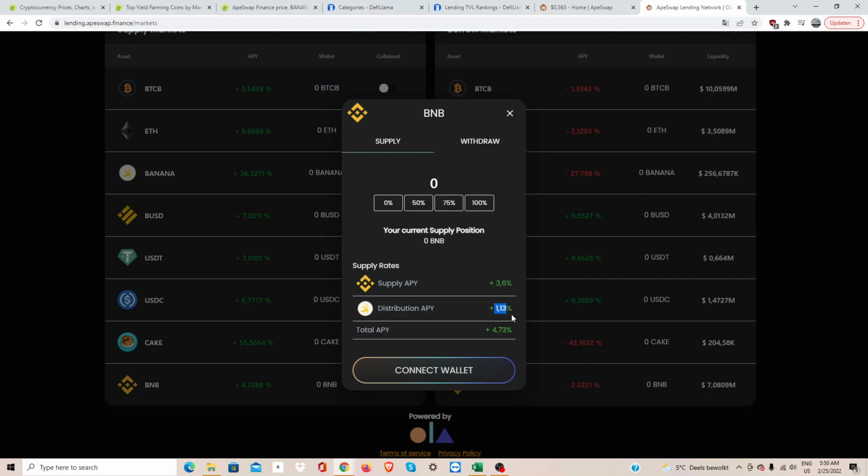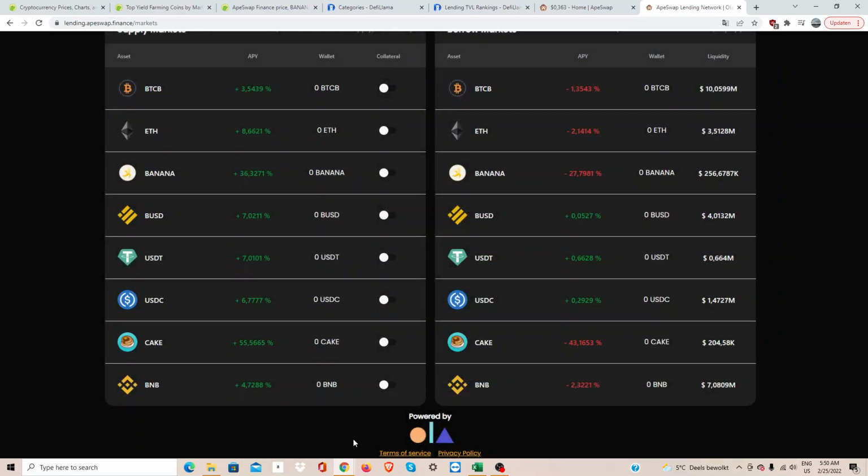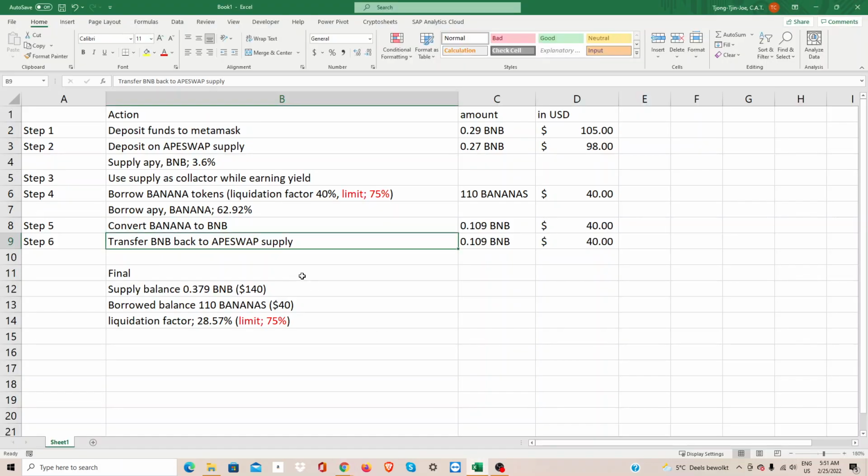If I get any dividends now, I don't know what it would be worth next month, for example. So yeah, I transferred it back, and when I transferred it back, of course, I had a new balance supply of $140. I still borrowed $40, and my new liquidation factor is 28%, while the limit is 75%. So the price of banana really has to double before I get liquidated, or more than double. So yeah, that is how I did it.